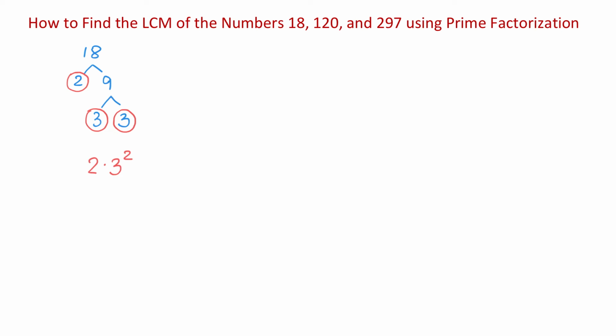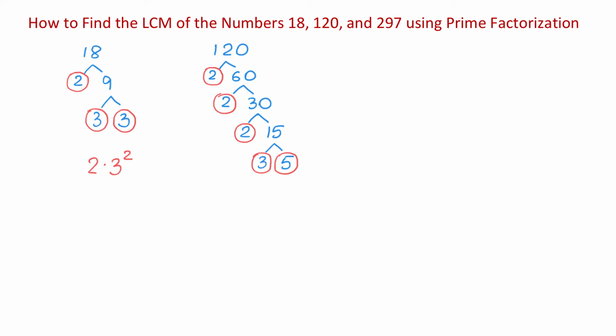Next, we will find the prime factorization of 120. And 120 divided by 2 is 60. 60 divided by 2 is 30. 30 divided by 2 is 15. And 15 divided by 3 is 5. As you see, we keep dividing by prime numbers until we have a product of only prime numbers. And now the prime factorization for 120 is 2 to the third power times 3 times 5.